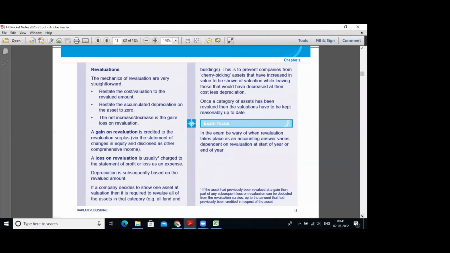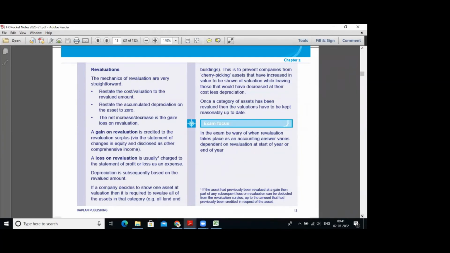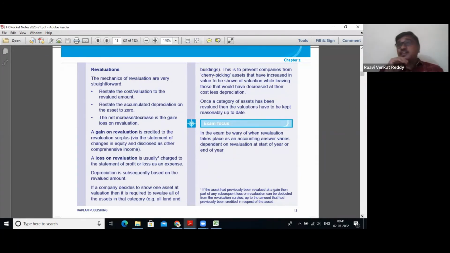What is your opinion? I need to revalue. Okay, one answer is revalue. Others? The company can choose whether to revalue or not. Perfectly correct. Yes, I agree with you.